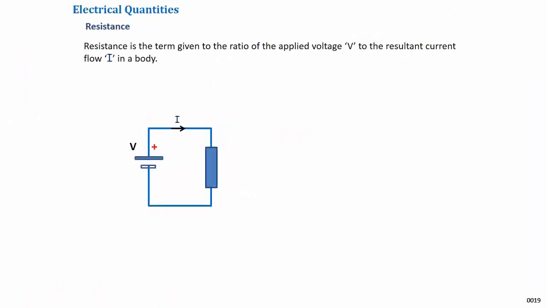Resistance is the term given to the ratio of the applied voltage to the resultant current flow in a body. A body is said to have a low resistance if a relatively small voltage results in a large current, and a high resistance if a large voltage results in a relatively small current.